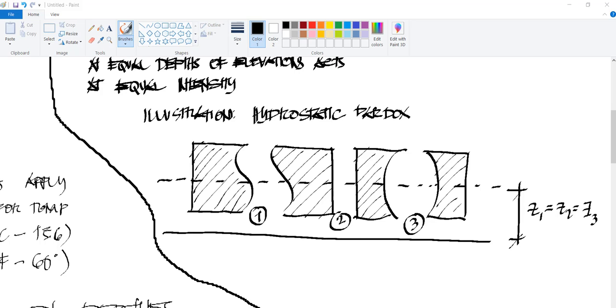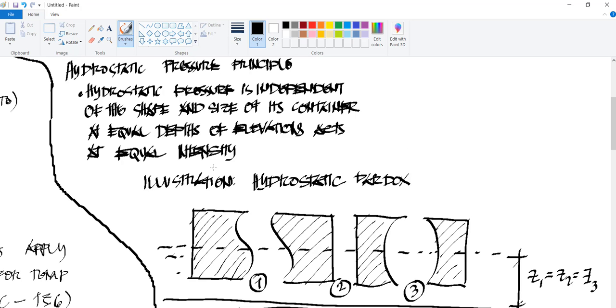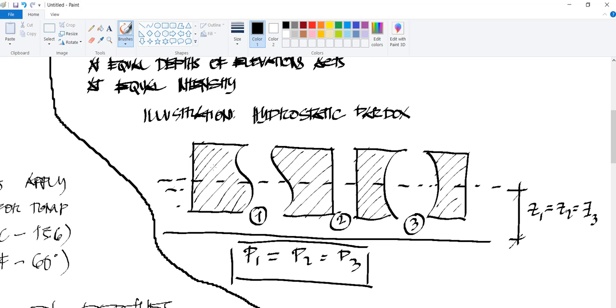For this principle, we have the hydrostatic paradox, no? So if you can see, we have your fluid here, then we have different shapes of container. Okay, so the elevations 1, 2, and 3 are equal. So the pressure acting at P sub 1 is equal to P sub 2 and equal to P sub 3. So that will be defined as the hydrostatic paradox. So pressure is independent of the shape and size of the container. Okay, so that defines that one.